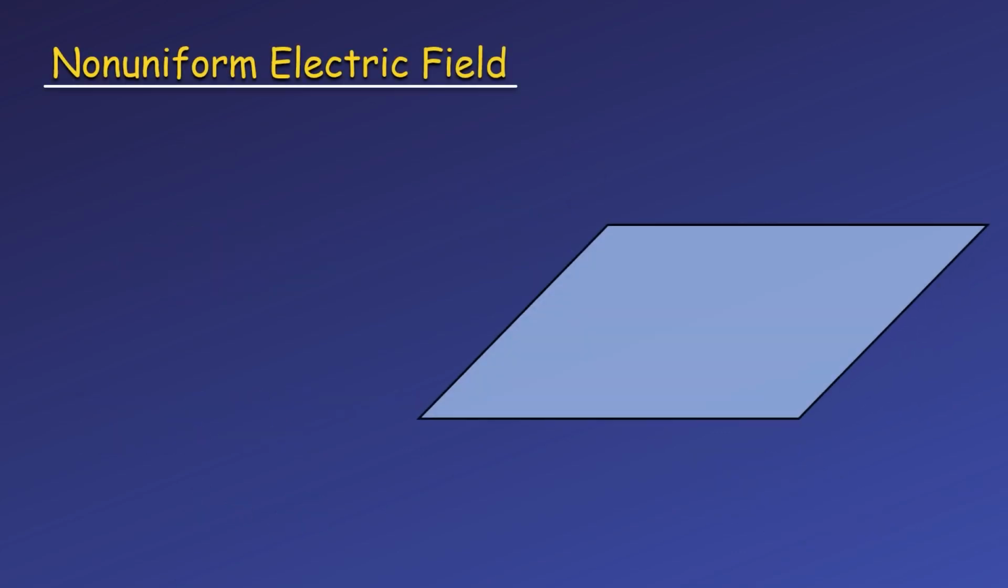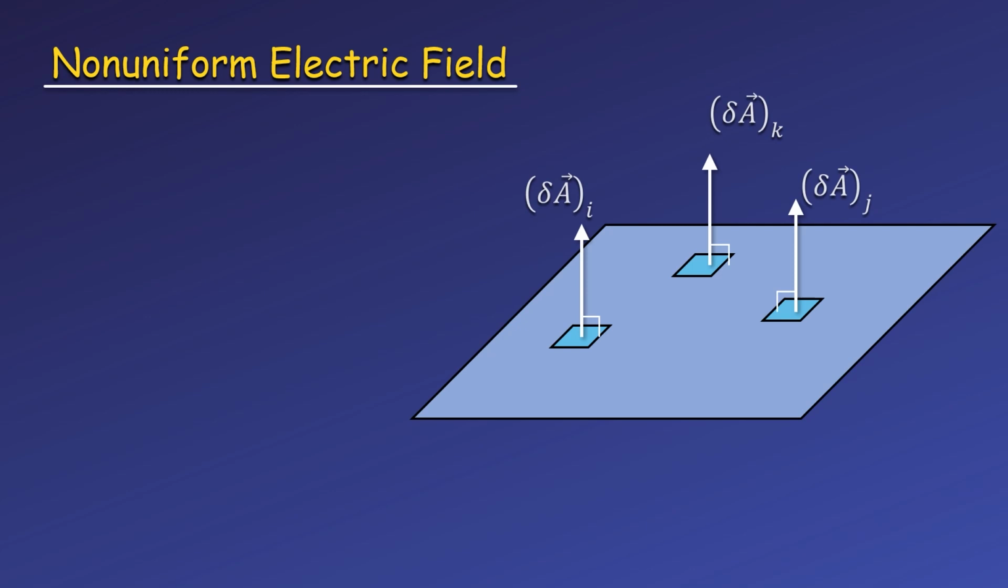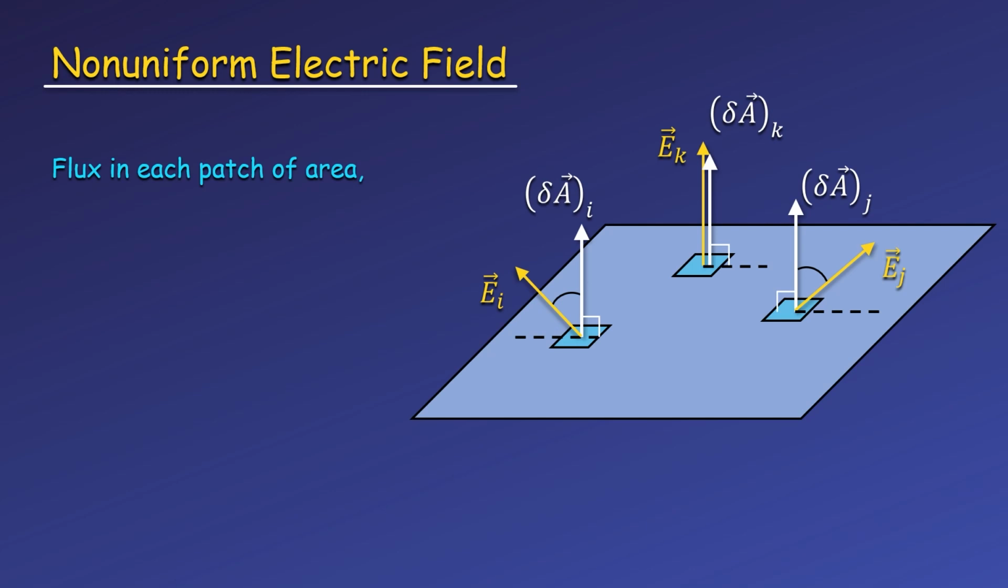Now let's look at the electric flux through a surface when the electric field is not uniform, or not the same size and direction at every point. To do this, we'll break up our surface into little patches of smaller areas. We'll use this little squiggly delta to represent a small amount of something, in this case area. I'll only draw 3 of these small area patches, and I'll label them with an index i, j, and k to distinguish them. At each of these points, the electric field may have a different magnitude and direction. So the flux through one of these small patches is the perpendicular component of electric field at that patch times the small area vector of that patch, which again we can represent with a dot product.